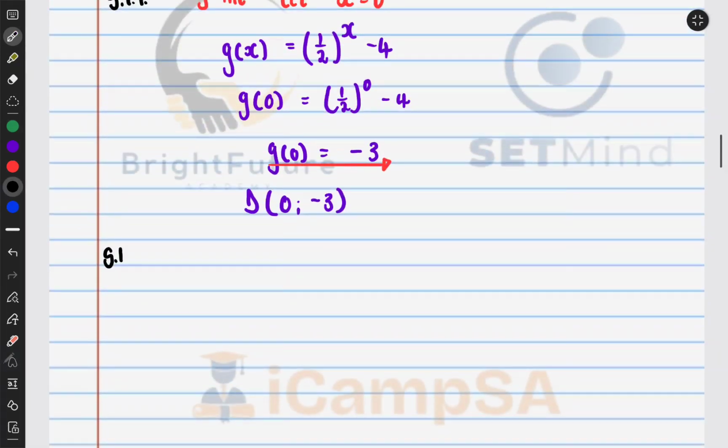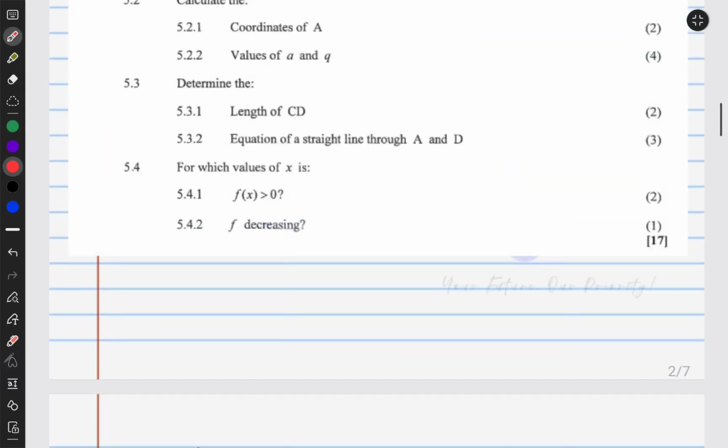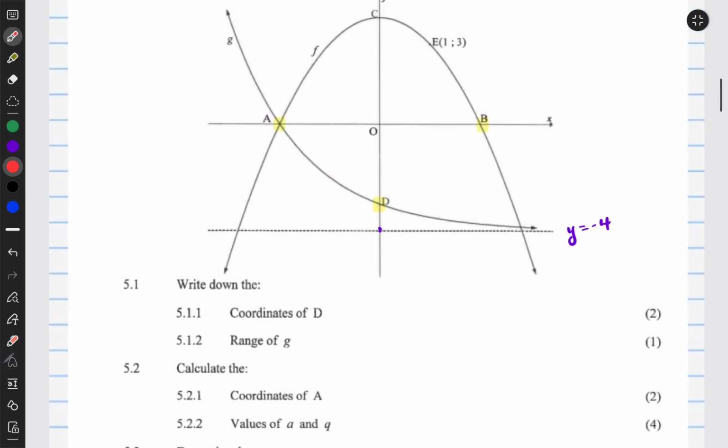So for our range, 5.1.2, we say y is an element of (−4; ∞), with round brackets because the negative 4 and the infinity are not included. Or we could have just said y is greater than negative 4. Both are correct. Whichever one is easier for you, you can use.